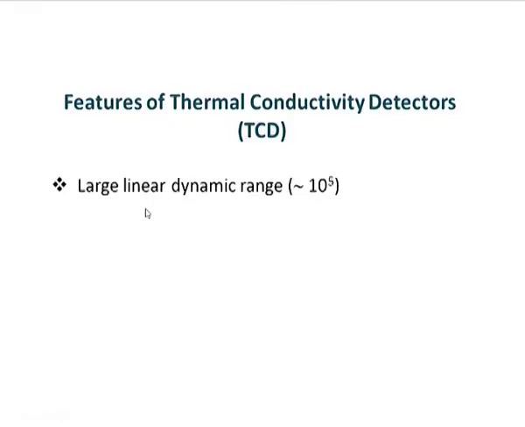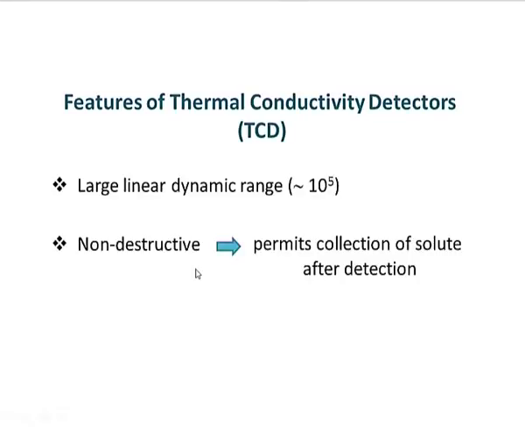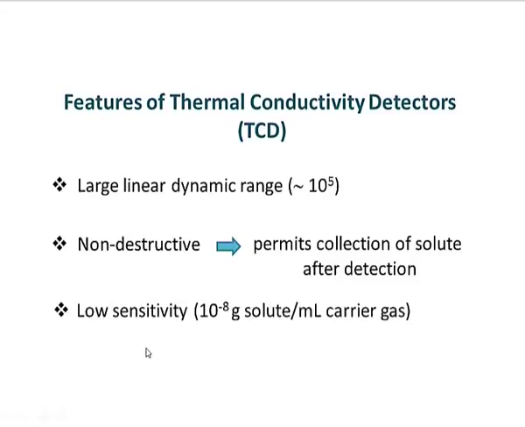The other feature is the linear dynamic range, a large one which is up to 10 raised to power 5. They are non-destructive. So, if you are using a non-destructive TCD detector, it means you can use it for preparative purposes, although I said you do not generally use GC for preparative work. And then the sensitivity is not so high in comparison to other detectors we are going to use. So, there are pros and cons using this kind of detector. They are certainly cheaper than the other detectors we are going to see.